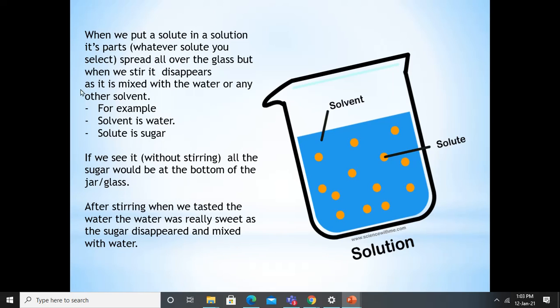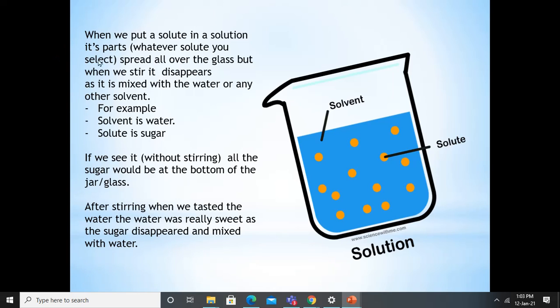For example, the solvent is water, and the solute is sugar. If we mix it without stirring, all the sugar would be at the bottom of the jar or glass. After stirring, when we taste it, the water would be really sweet as the sugar disappeared and mixed with water.